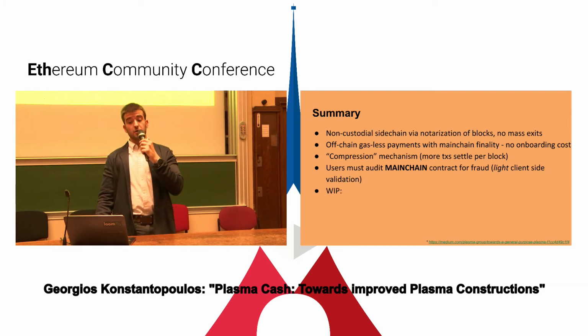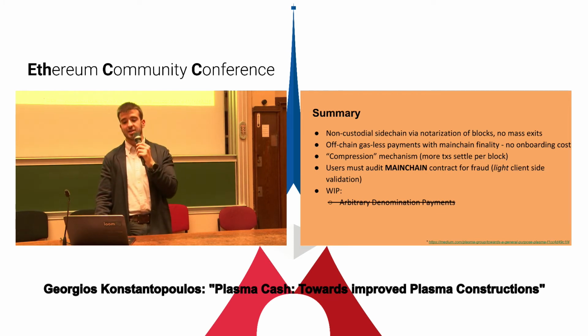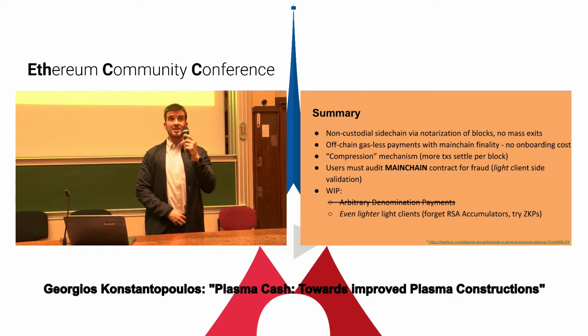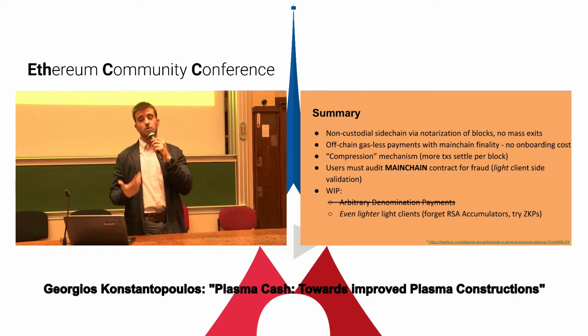And what's in the future? So the arbitrary denomination payments, a few weeks earlier, it was not crossed away, but looks like it's solved. We want to do even lighter clients. So Plasma Cash, Cashflow, they're very good, but we want to try better.